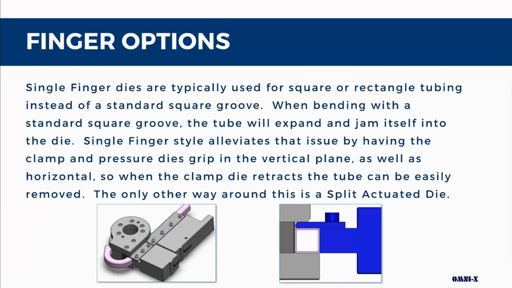Single finger dies are typically used for square or rectangle tubing instead of using a standard tube groove. When bending with a standard square groove, the tube will expand and jam itself into the die. Single finger style alleviates that issue by having the clamp and pressure dies grip in the vertical plane as well as horizontal, so when the clamp die retracts, the tube can be easily removed. The only other way around this is a split actuated die.